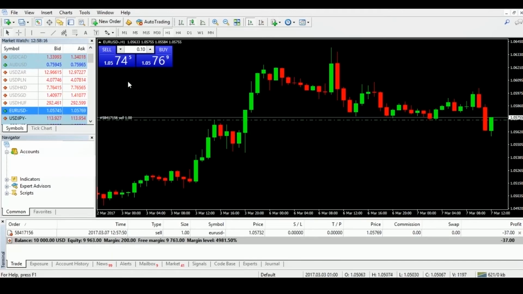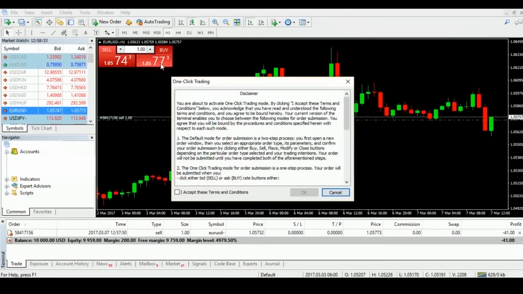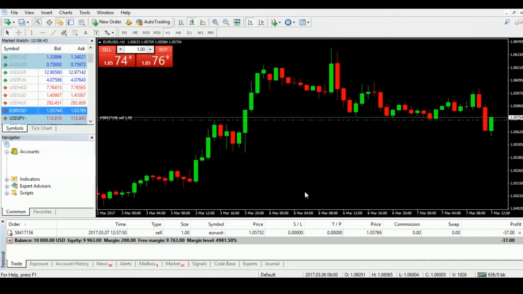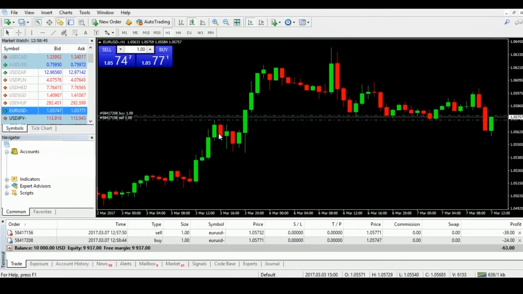The other way in which you can trade is you can right click and select one-click trading. Now one-click trading also allows you to instantly enter the market by clicking buy or sell. And then in the center over here, this is also where you can change your lot size. Now we sold using new order, so we are going to buy using one-click trading. The first time you click buy or sell, it's going to give you this pop-up. Just say I accept and click OK. So let's buy. We are automatically entered into our buy trade.